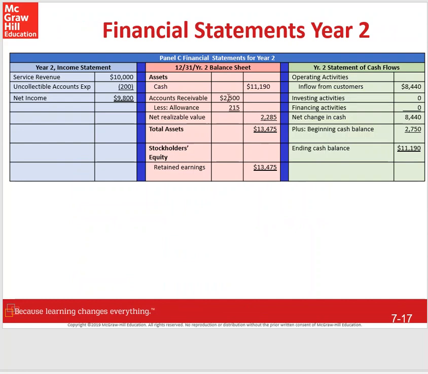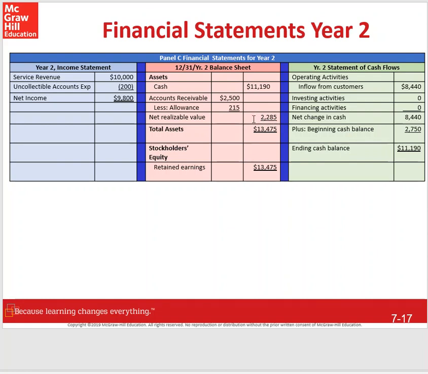So if we take $2,500 of accounts receivable less allowance of $215, we have net realizable value of $2,285. And again, the allowance method is adhering to GAAP, specifically matching and conservatism. Here in our income statement, we're matching this $200 uncollectible account expense to the same period where we show the $10,000 of revenue. And we're also making sure that we're not overstating our net income. That's conservative as well. And of course, on the balance sheet, like I just pointed out, we have our net realizable value. So it's conservative to not overstate our accounts receivable.